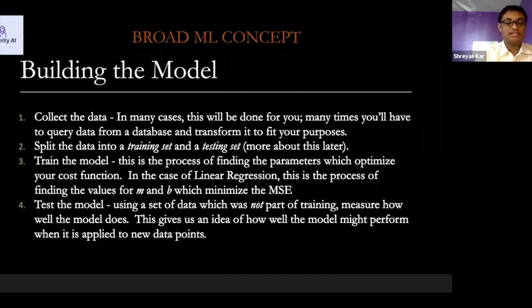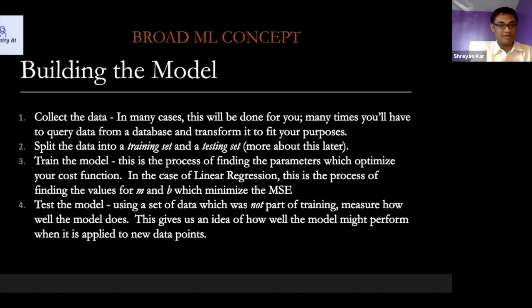And training the model is just a process of finding the optimal parameters which optimize your cost function. So in the case of simple linear regression, this is just a process of finding the values of M and B, which minimizes this mean square error. And after you have the values of M and B, now you have the optimal equation, which you can then plug in values to actually get what you want.